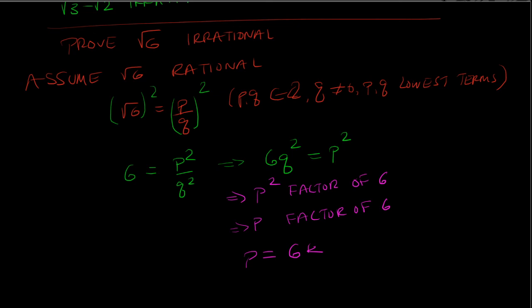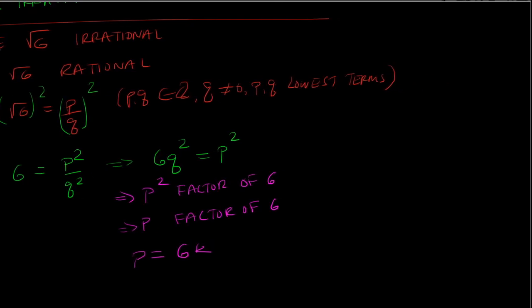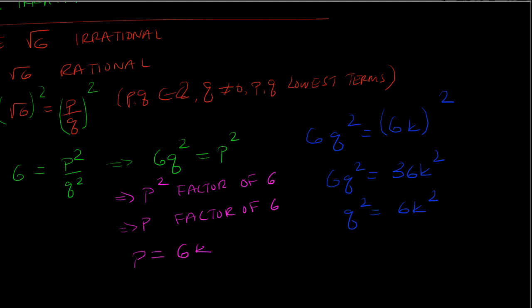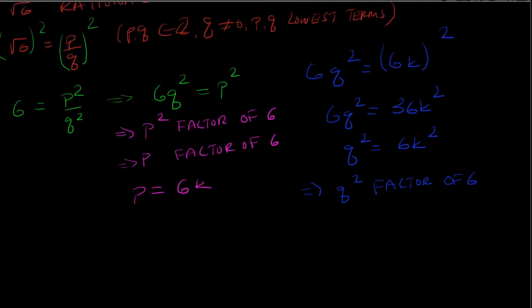So I can plug that back into my equation. I can say that 6q squared is equal to 6k squared. And that's going to give me 6q squared is 36k squared, which means q squared is 6k squared. In similar logic, we say q squared has a factor of 6. And that means that q has a factor of 6 as well. So we can represent q as a multiple of 6.